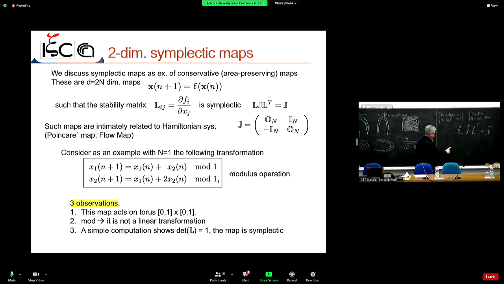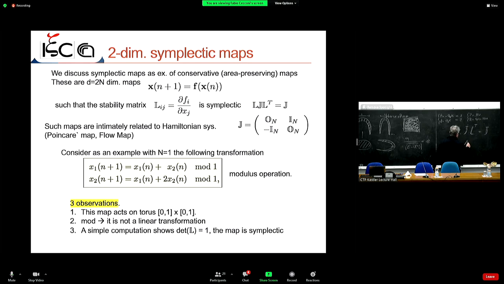Mnemonically, if you want a mnemonic rule to remind the symplectic maps, of course, a simple version of the symplectic map is this one. It's a linear map, you see, but not so linear, because at some point you take the modulus. The modulus is a nonlinear operation. So the structure is linear, but as soon as you take the modulus, the transformation becomes nonlinear. Otherwise, it would be very trivial, of course.